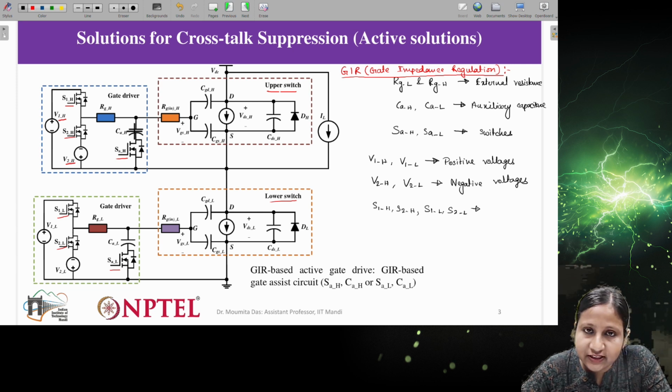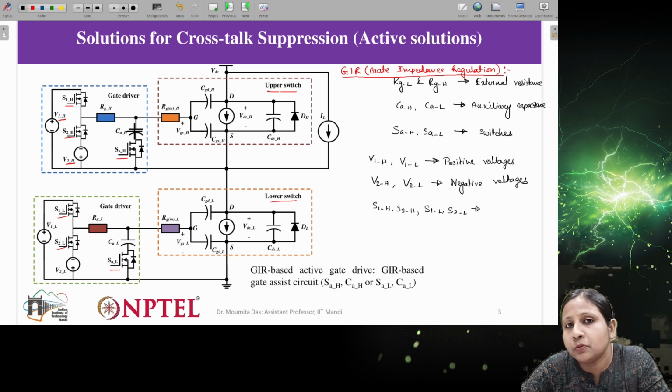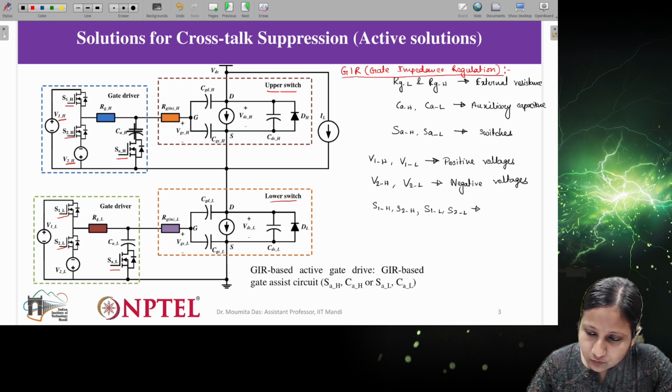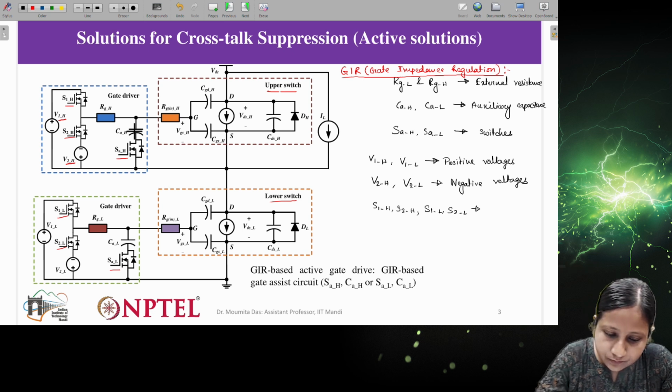Generally I have already discussed in the passive solution that if we connect this capacitance, although we may have a solution for the problem of high current during the turn off duration, because it can find a path through the capacitance, it can increase the turn on and turn off duration. But here this problem will not come. Okay, so let's see how the working principle is.